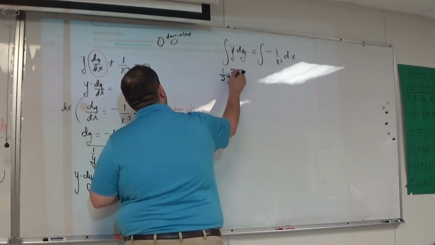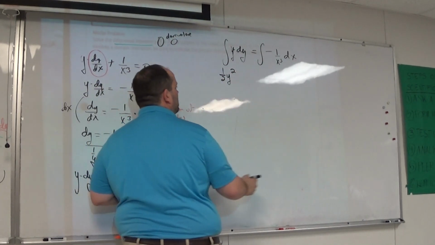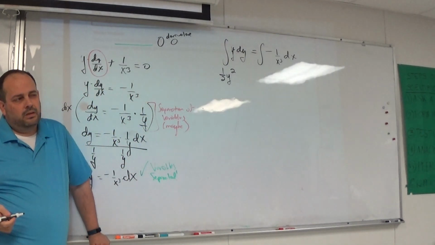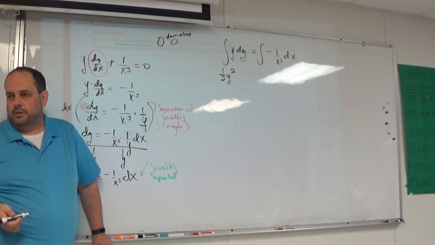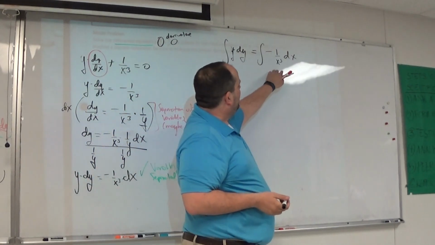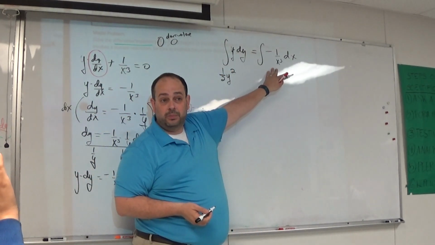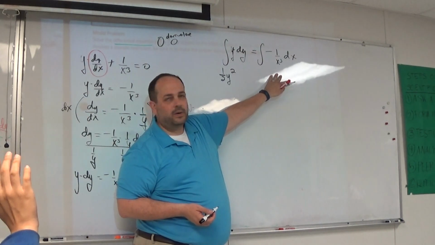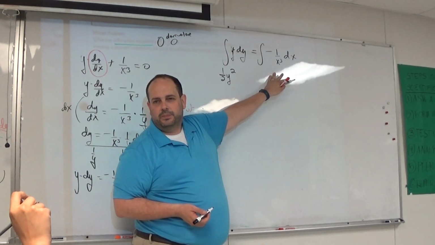The integral of y dy is 1/2 y squared. The integral on the right, though, negative 1 over x cubed. How am I going to integrate negative 1 over x cubed? I was hoping for more folks on this one. Negative 1 over x cubed.